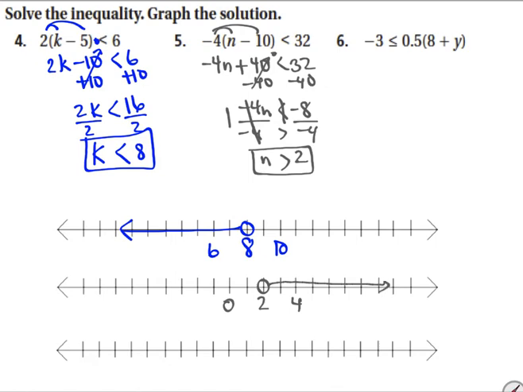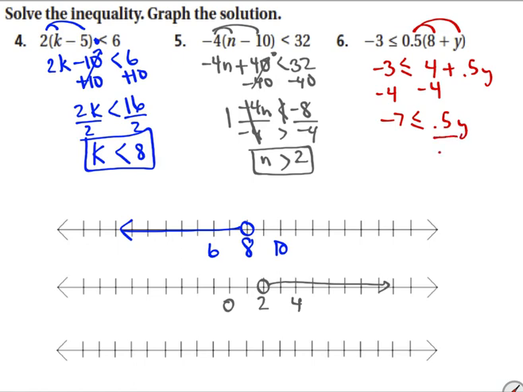All right, number 6, the next example. Negative 3 less than or equal to 0.5 times 8 plus y. I'm going to distribute the 0.5. So everything on this side doesn't look like it's going to change. 0.5 times 8 is 4. And then 0.5 times y is 0.5y. We need to get the 0.5y by itself, so we need to get rid of the 4 using a negative 4. So negative 7 is less than or equal to 0.5y.